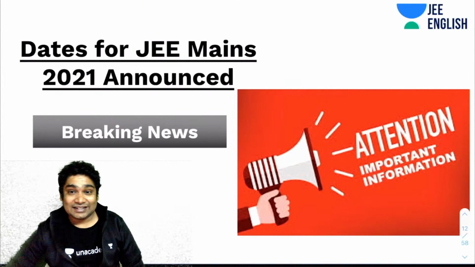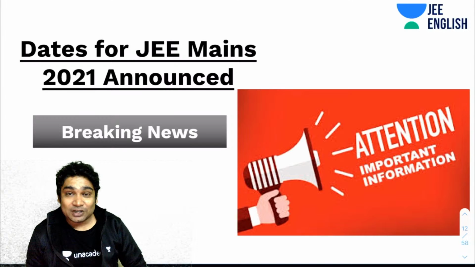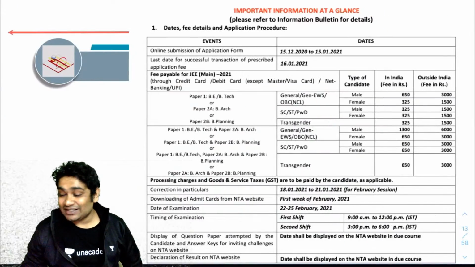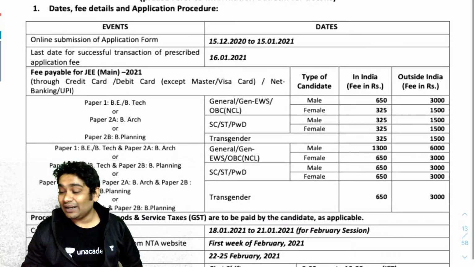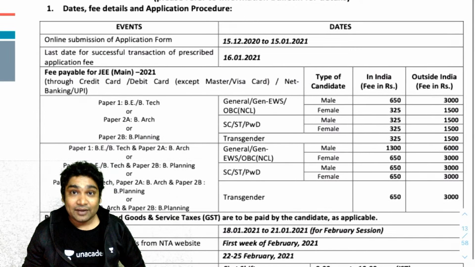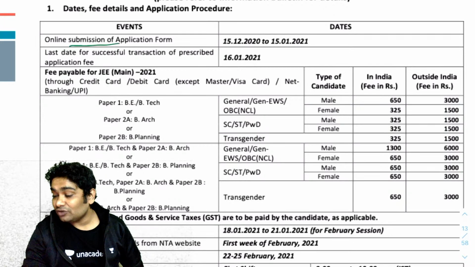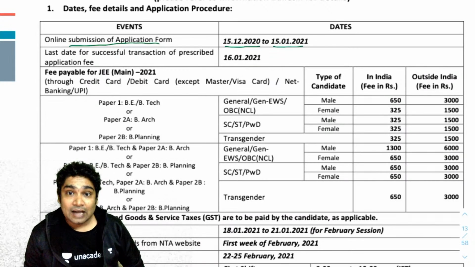All right, so yes, coming back to the breaking news. So dates of JEE Mains 2021 have been announced. Just in case you did not know this, let's talk about this. This is a notification that came out from the NTA. The first very important thing is that the online submission of the form dates have been announced. So the online submission starts today, and the last date to fill your application form.